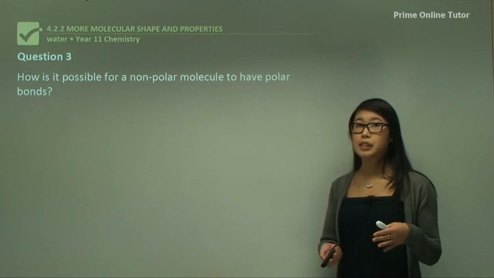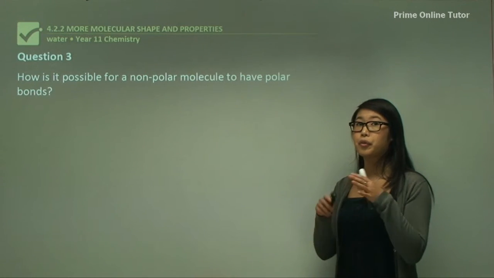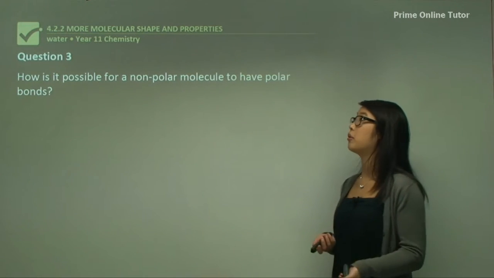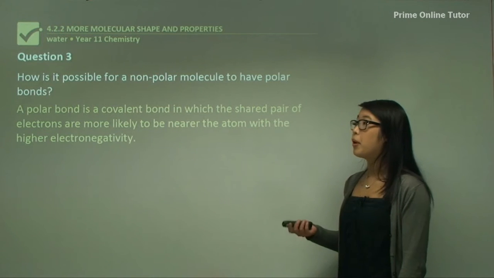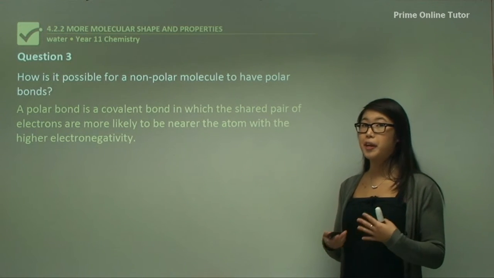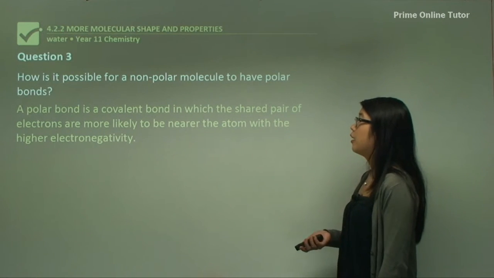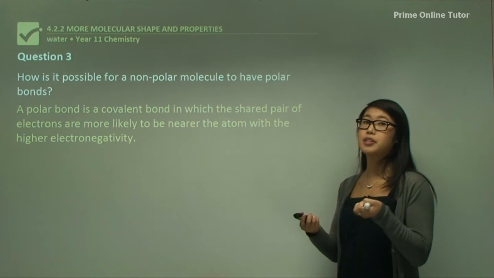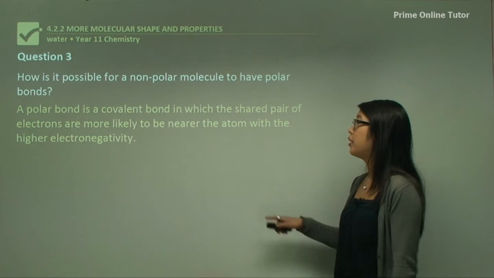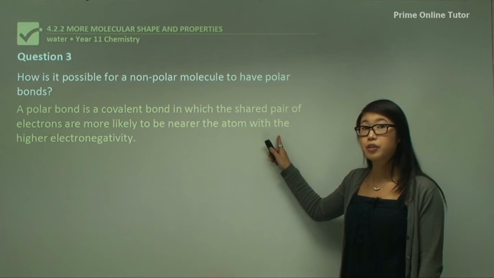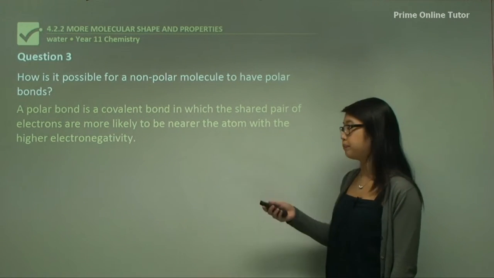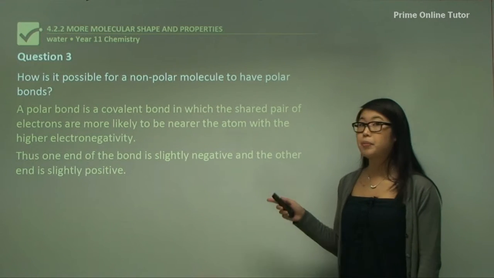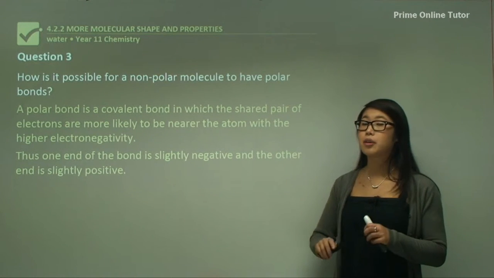So next, question 3, how is it possible for a non-polar molecule to have polar bonds? So we need to distinguish between polar bonds and then the overall shape of the molecule, whether it's polar or not. So a polar bond is a covalent bond, a shared pair of electrons, remember? Where 1 atom is going to be electronegative, and that means it's going to pull the electrons closer to it. So the electrons are going to be closer to the highly electronegative one. So one end of the bond is going to be slightly negative, and one end is going to be slightly positive.